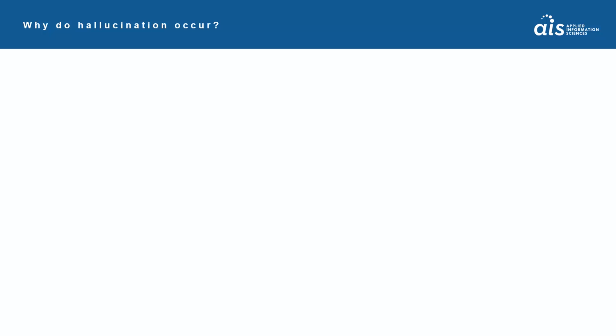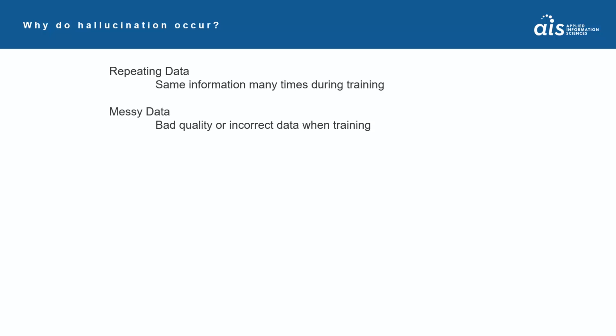Let us now look at why do hallucinations occur. So here are a few examples. So first and foremost, repeating data. If the model sees the same information many times during the training, it might get fixated with certain phrases or words, and this might cause the model to imagine things. The other example is messy data. Of course, if it has been trained on bad data or incorrect data, it will tend to hallucinate when it is responding to your questions.